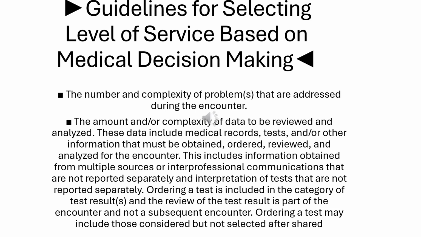Guidelines for selecting level of service based on the medical decision making. First one is the number and complexity of problems that are addressed during the encounter. So the number and complexity of the problems, for example, some fever, and this is self-limited, so we can give only one number, but the complexity is not there. A fever is self-limited only, not a complicated one.